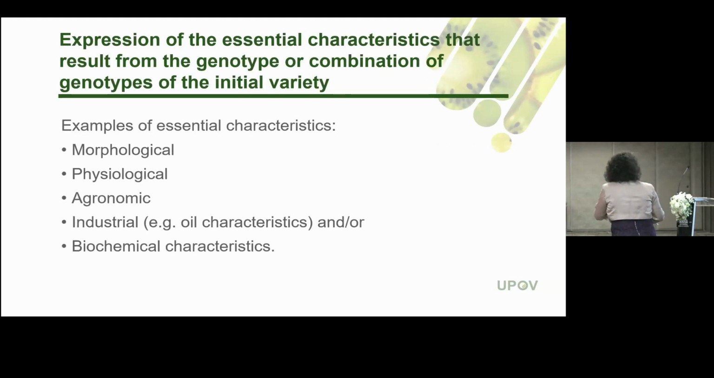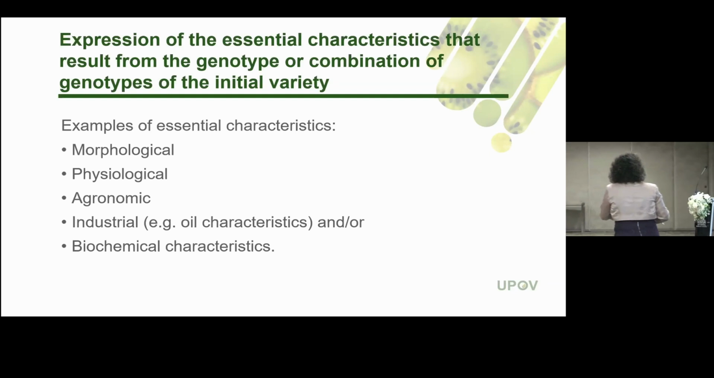So you can have a situation that you have an initial variety that is the basis to develop an essentially derived variety, but that initial variety is not protected. But the essentially derived variety is protected. And then someone else uses that essentially derived variety to develop another essentially derived variety. In this case, it will not be a dependency because the initial variety is not protected.